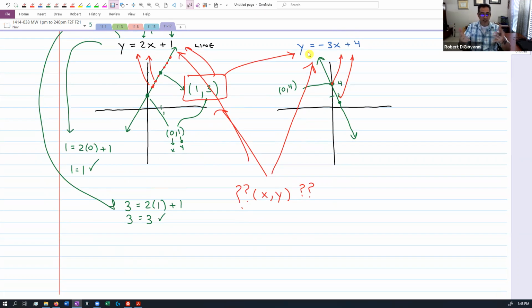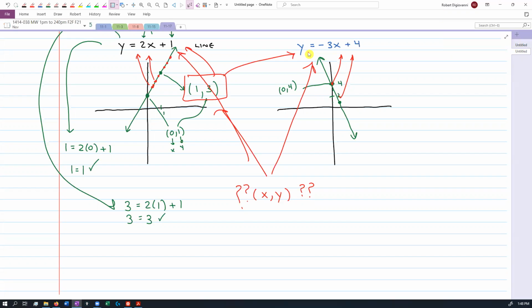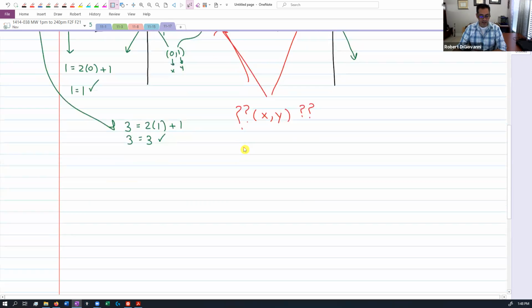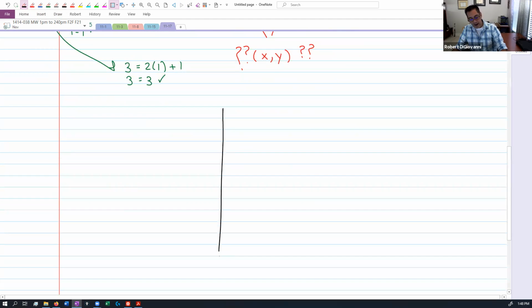Do you think that a point exists that would solve them both? Yes, because they aren't parallel, so they have to intersect at some point. Okay, so you're saying yes, because if you drew both of these lines together on the same graph, right?